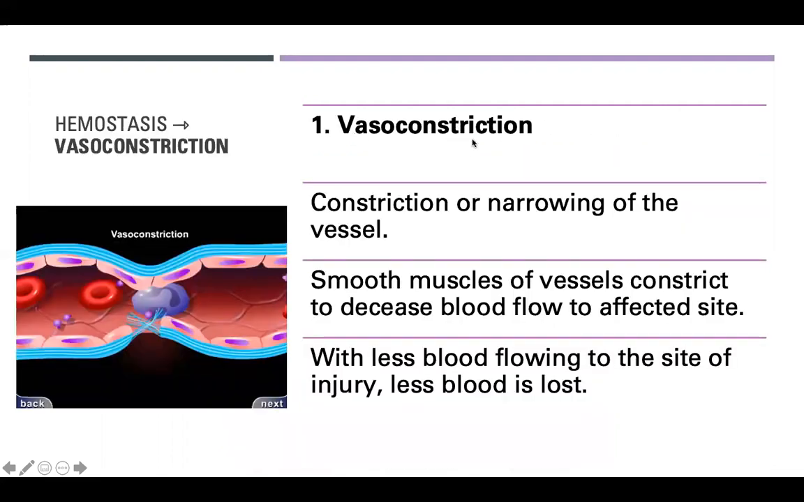Okay, so vasoconstriction is the constriction or narrowing of the vessel. So there is a rupture and the smooth muscles within the vessels are going to constrict, and that's going to decrease blood flow to the affected site. This whole process is to stop the loss of blood. If you can decrease the amount of blood that's reaching that site, that is a good thing. With less blood flowing to the site of injury, essentially less blood is lost.